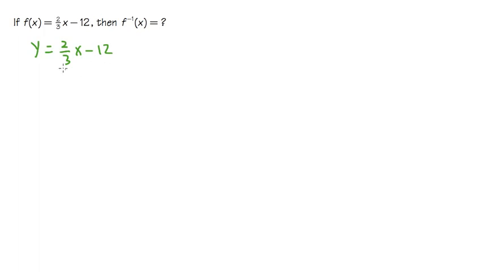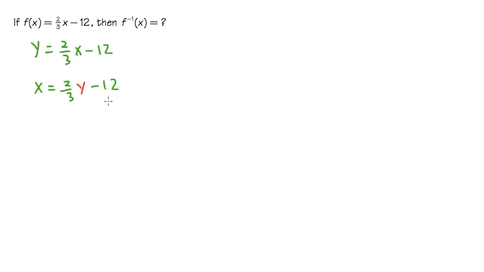And then next, we are going to interchange the x and y. So that's the main part of the inverse, the x and y get switched. Originally, as we can see, this is the y, but now it becomes the x. And then we have the equal sign, and then we have the 2 over 3, but originally we have the x right here, and now it's going to be the y. And then we have the minus 12, okay?